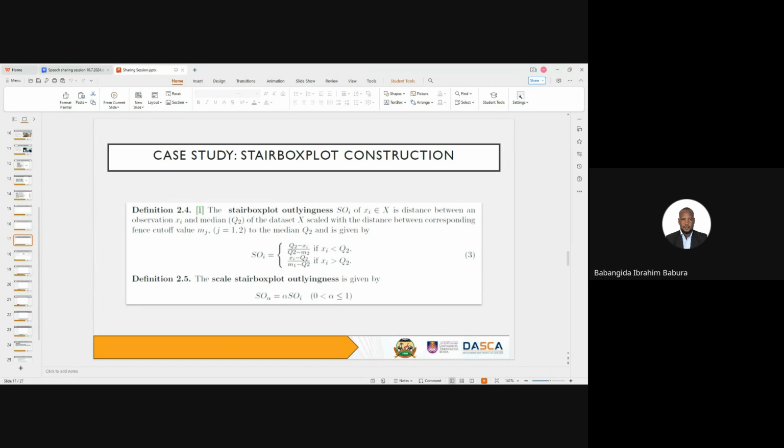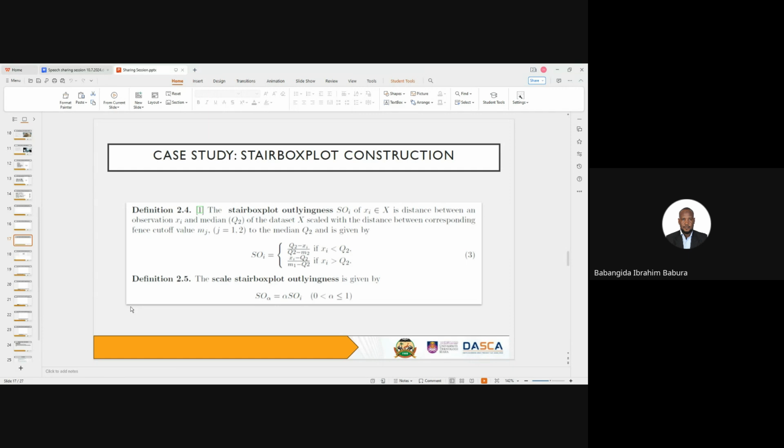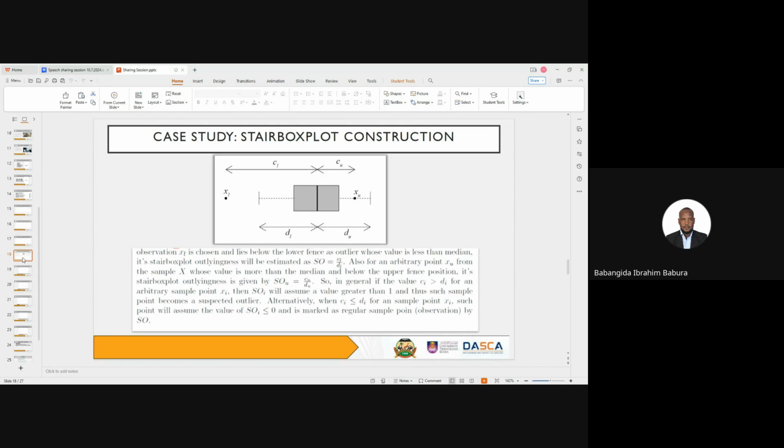Definition 2.5. The scaled stair box outlyingness is given by SO alpha, which is alpha times SOi, where alpha is a value between 0 and 1. For display purposes, we want a scale that can compress the value of each individual outlyingness of the data point. I will explain why we need that in the next slide. So move to the next slide.